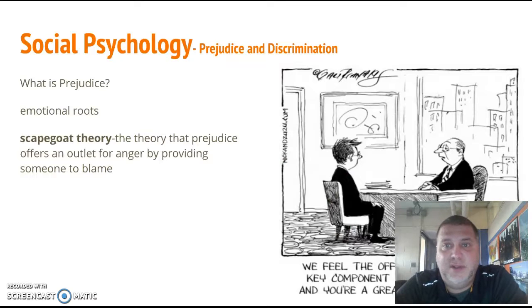We have emotional roots that come into play with this. So we have the little cartoon that says, we feel the office scapegoat is a key component of team building and you're a great fit for the job. So it offers an outlet of anger by providing someone to blame. So you have someone to blame for when things aren't going well, and you focus upon that, and that's your focus for everything and how it works out.